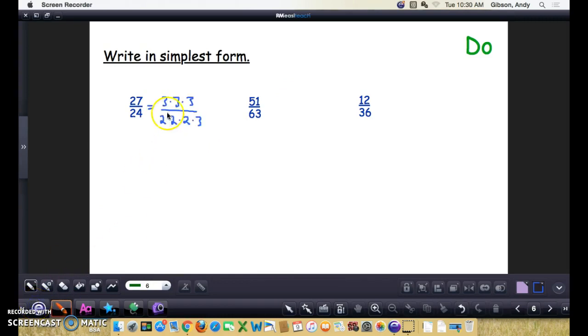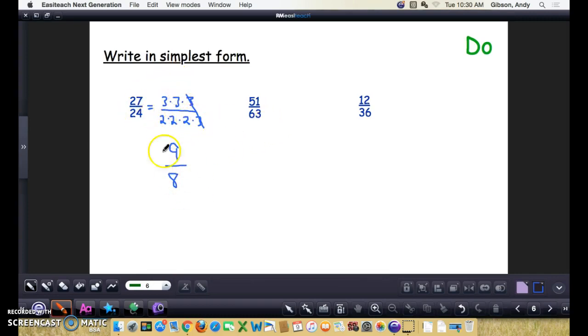So I've got 3 times 3 times 3 is 27. 24 is 2 times 2 times 2 times 3. I can cancel out 3's there. So what am I left with? 3 times 3 is 9 over 2 times 2 times 2 is 8. And sure enough, I could take a 3 out of both of those. I'm left with 9 over 8 in my simplest form.